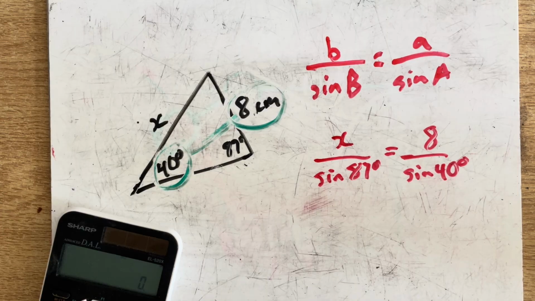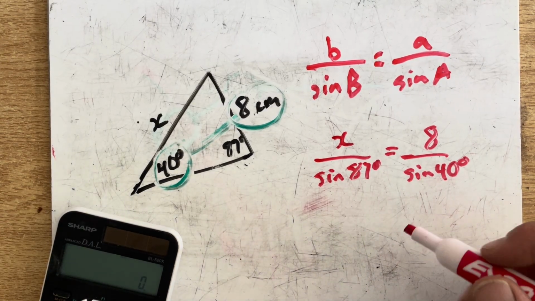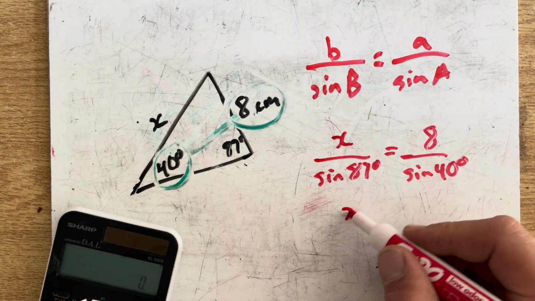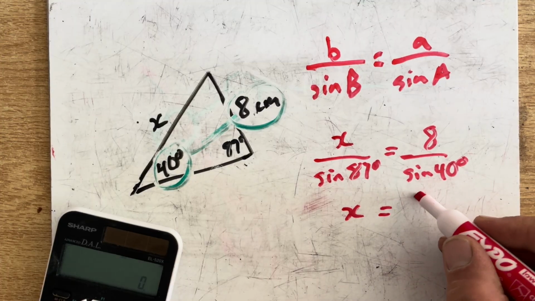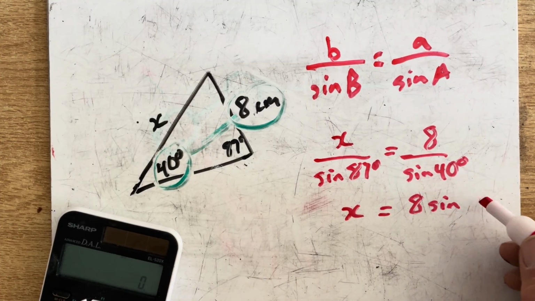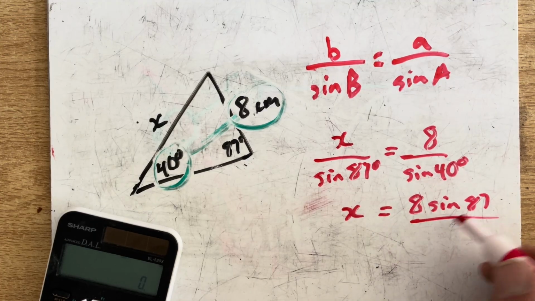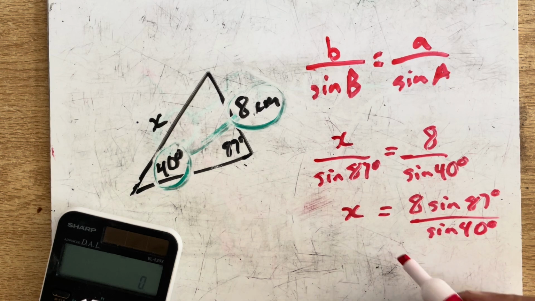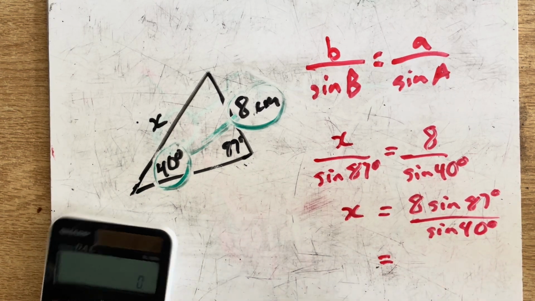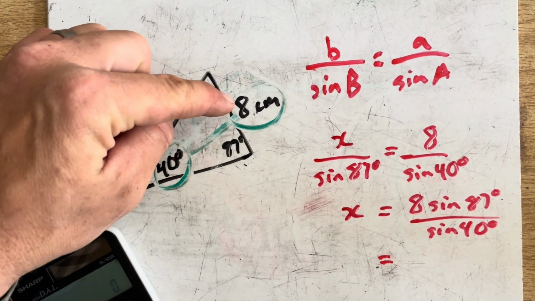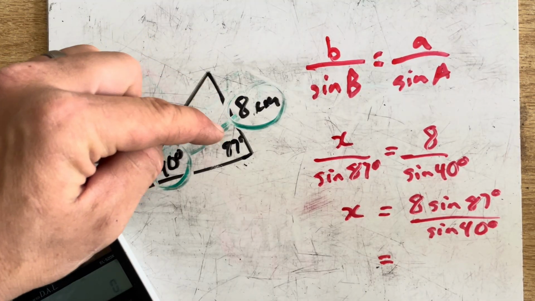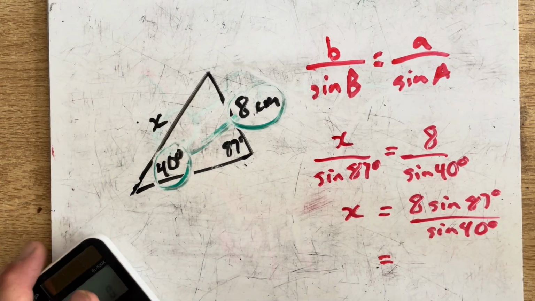And if you don't know anything about sines and cosines and tangents, this maybe looks frustrating, but if you know stuff about proportions, it's not so tricky. If I want to get x alone, I just need to multiply through by the denominator. So I'll multiply both sides by sine 87, which will leave me with 8 sine 87 over sine 40. And I should be able to type that entirely in my calculator and get a final answer. Now, I expect my final answer to be larger than 8 because 40 is a smaller angle and 8 is a smaller side. So I expect it to be a fair amount larger than 8.